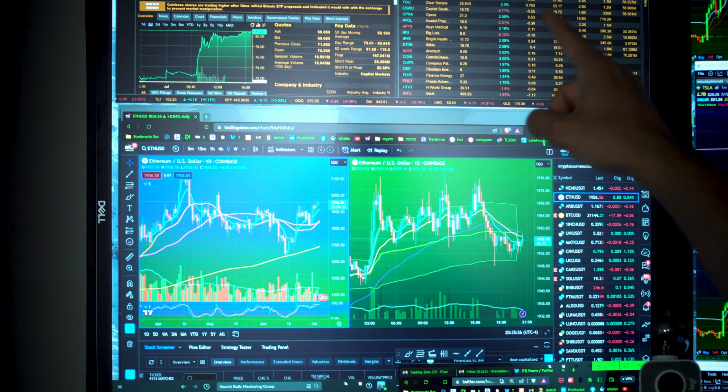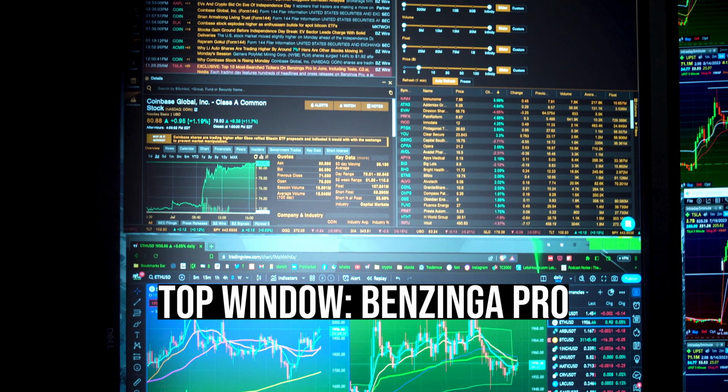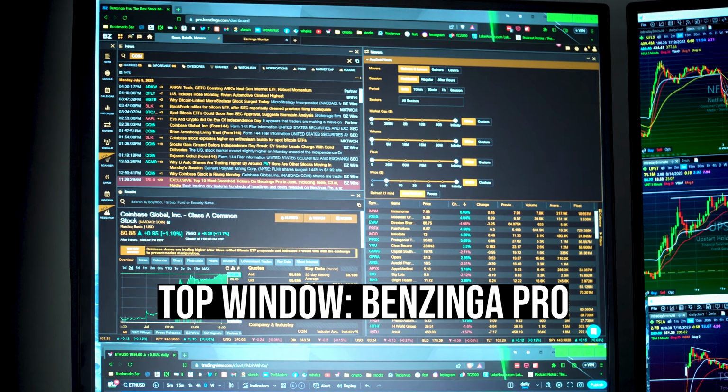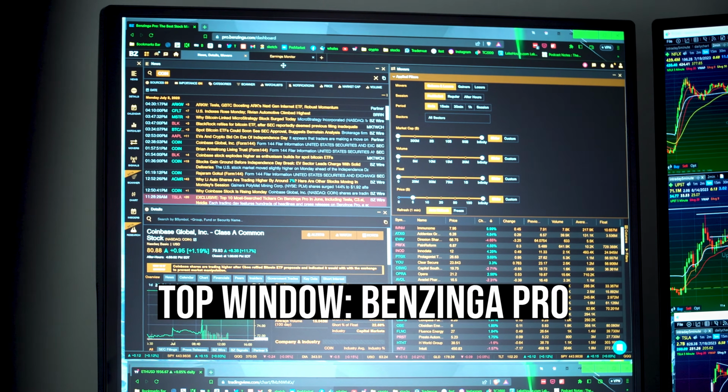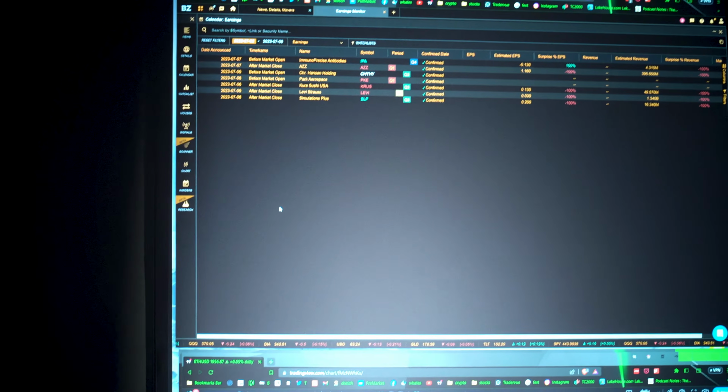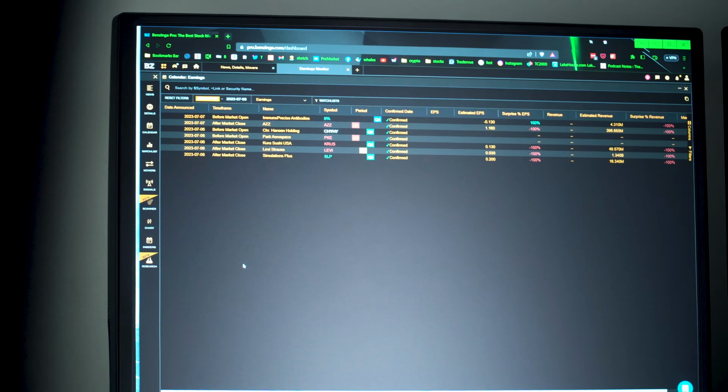And then up here, I've got Benzinga Pro. Benzinga Pro is a newer scanner, but it's got some cool layouts on there. You can run layouts for an earnings monitor. You can make layouts for anything you want. So they have an earnings monitor.